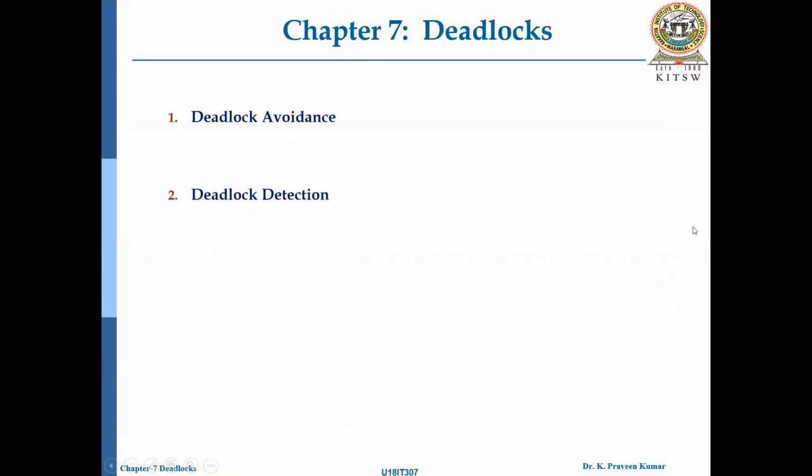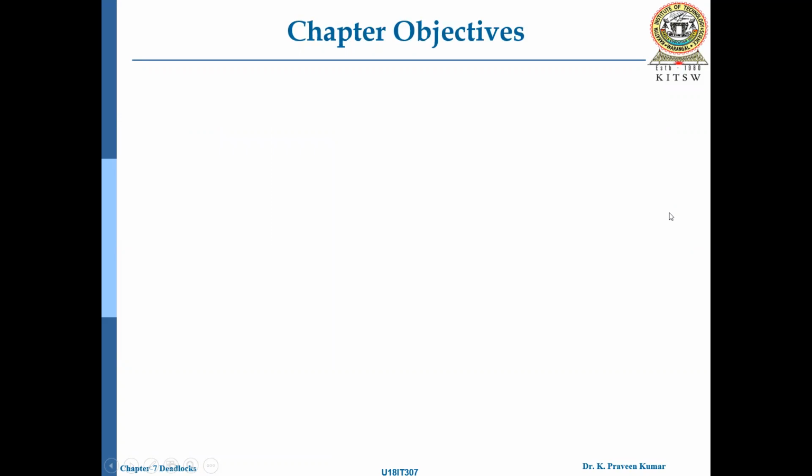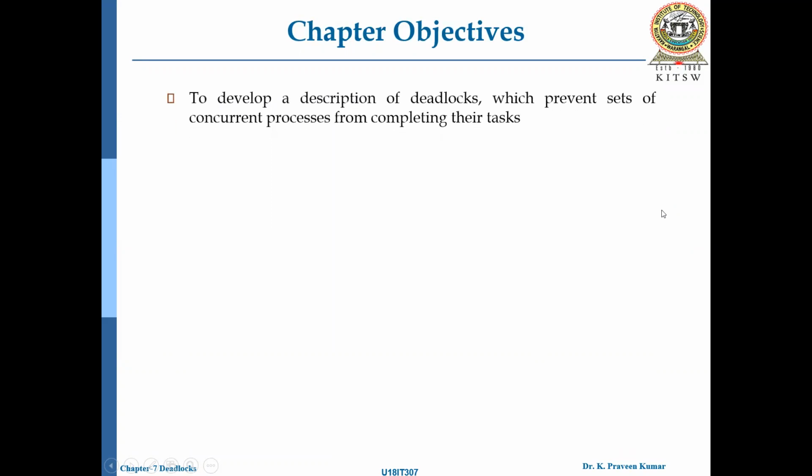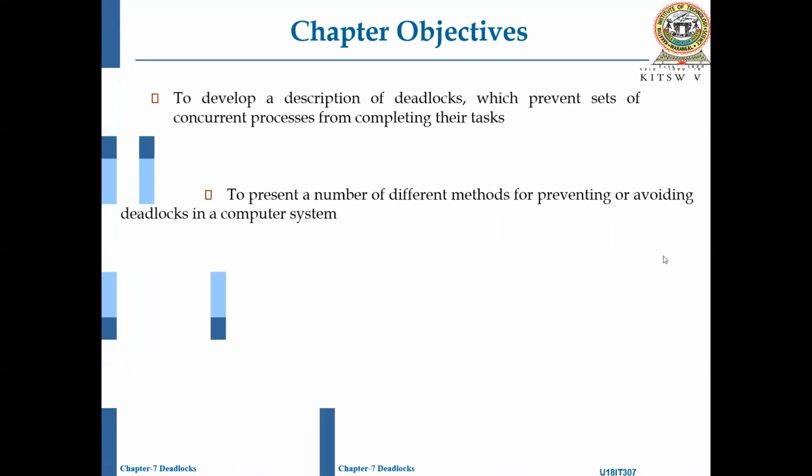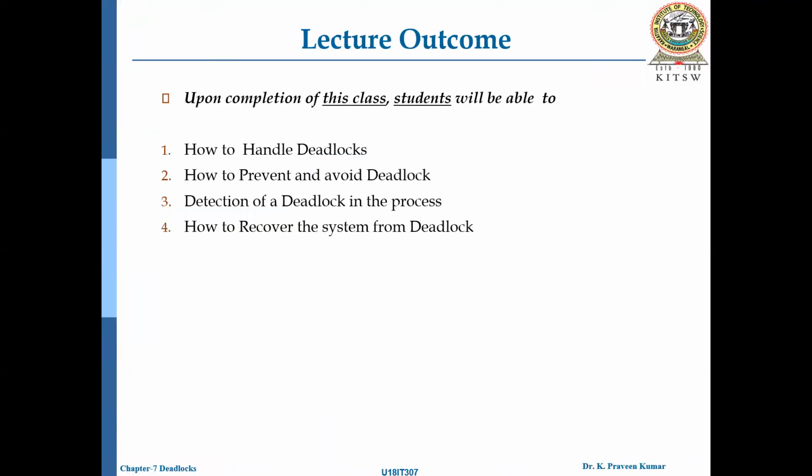In this chapter, we are going to discuss deadlock avoidance. The objective of this chapter is to develop a description of deadlock, which prevents a set of concurrent processes from completing their task, and to present a number of different methods for preventing or avoiding deadlocks in a computer system. The outcome of this video lecture is how to handle deadlock and how to prevent and avoid deadlock, detection of deadlock in the process, and at last, how to recover the system from deadlock we are going to learn.